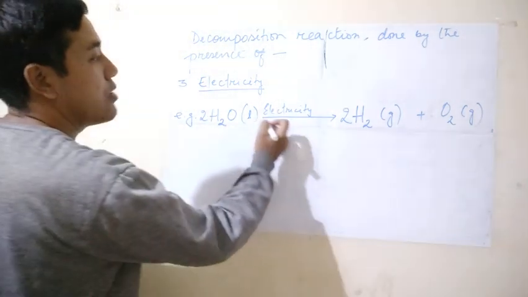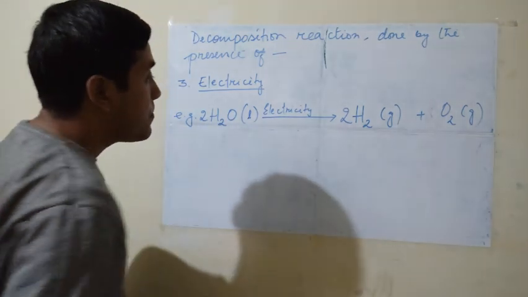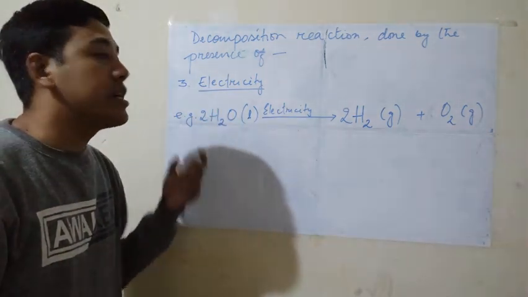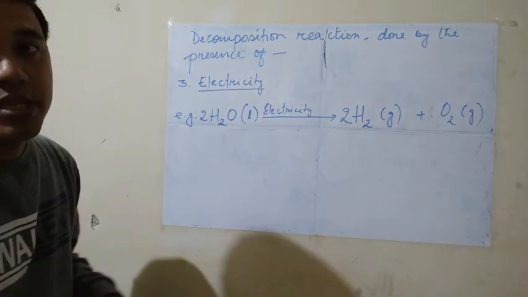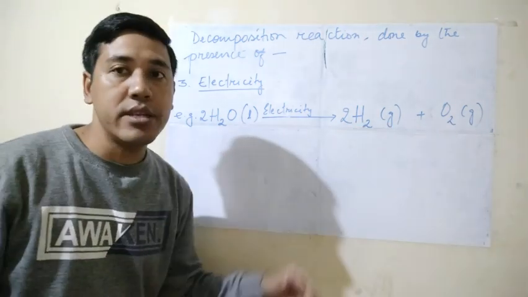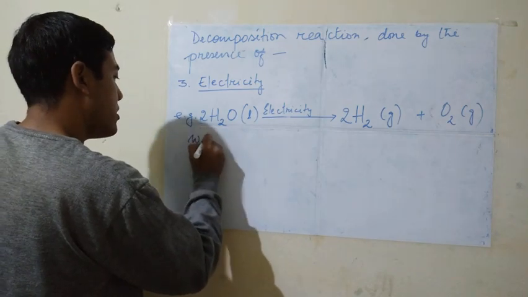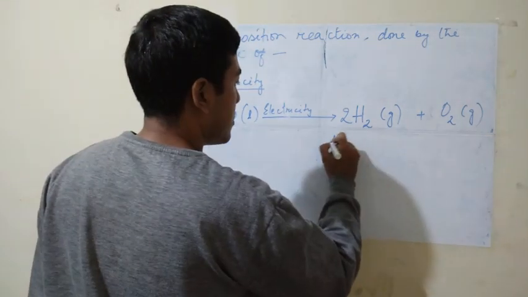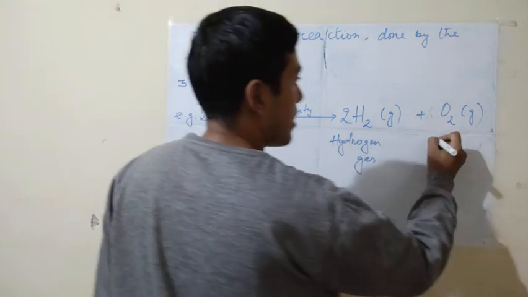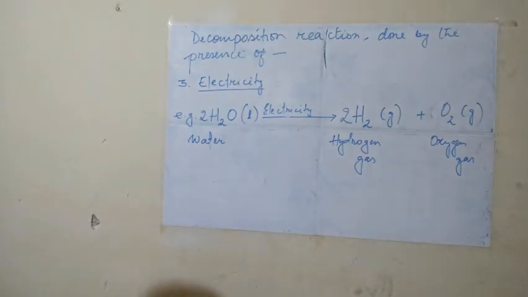By using this electric current. And for performing any kind of decomposition reaction, we all know that we need one agent. What agent is used for breaking of this water into hydrogen and oxygen? Electricity. Right. Look here. This is what? Water. This is what? Hydrogen gas. This is what? Oxygen gas. Now this is all balanced.